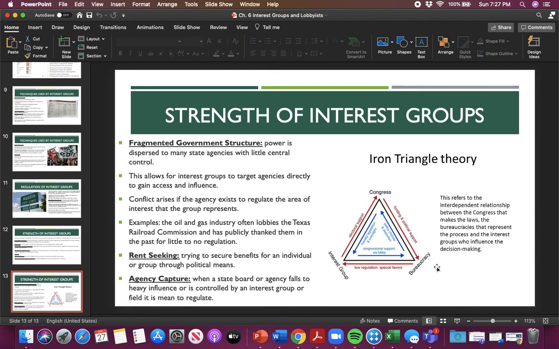The bureaucracy are the agencies that regulate those fields. So this would be like your Department of Education, your EPA, stuff like that. And then because of the influence from Congress, they are giving low regulation and special favors to interest groups who support those particular issues. And then the inside kind of shows that going around the other way as well. But this is how interest groups get embedded in politics and in government to influence things that, again, sometimes are not always in the best interest of the people.